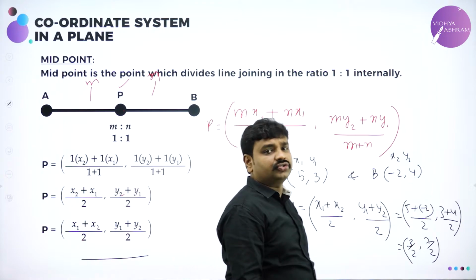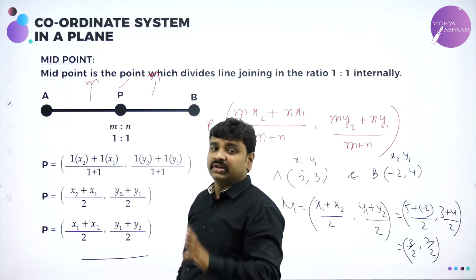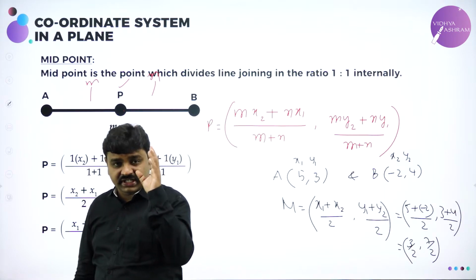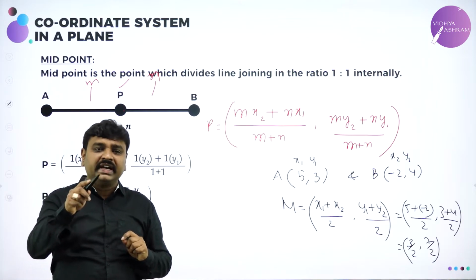Now, I hope all of you understood. 3 formulae we learnt. One is section formula for internal division. The other one is section formula for external division. The other one is midpoint formula. What is section formula for internal division?